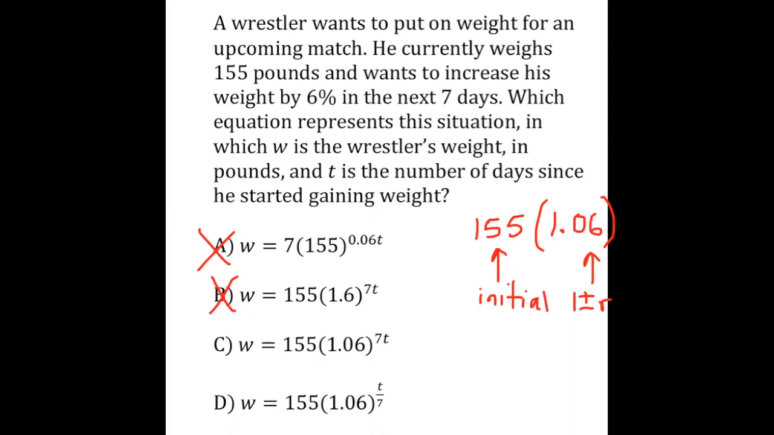In this case, this 6% increase is happening every 7 days. When t is 7, that's when it needs to increase by 6%. It needs to be the first power when t is 7, which is telling me D is the answer. With D, when it's t over 7 as the exponent, when t is 7, it's to the first power. That's our first increase of 6% in 7 days, exactly what it tells us in the question. D is our answer.